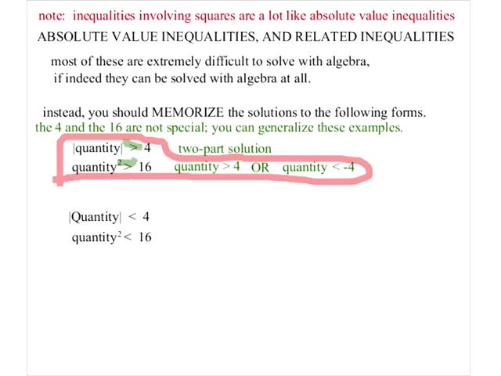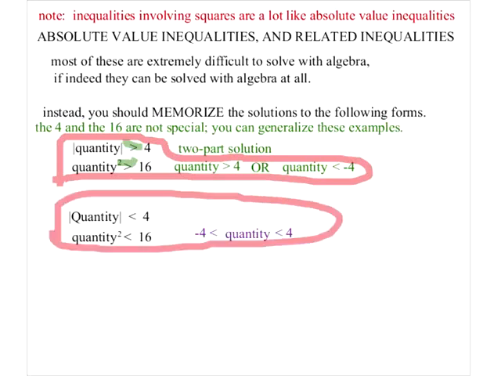In this case, quantity, it's not a two-part solution anymore. It's going to be stuck between a negative value on the one end and a positive value on the other end. Notice that in the case of the 16, it's the square root of whatever this quantity is because this is squared, but it's the same solution. Either one of those two inequalities is identical.